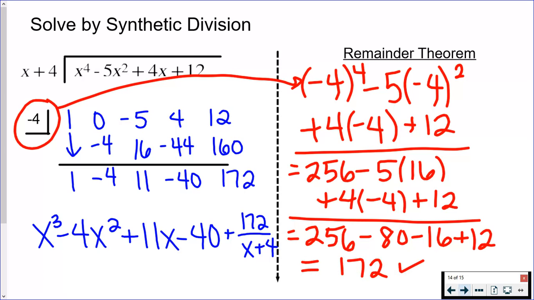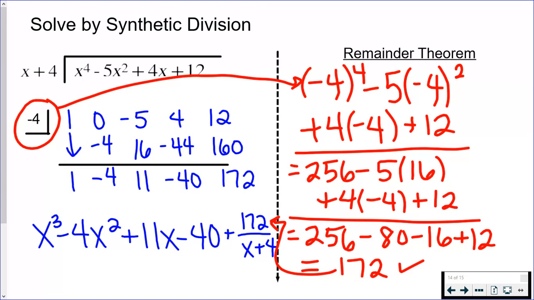The result is 172. And that number matches the remainder you get when you do synthetic division. So the remainder theorem is useful if you are asked, is this binomial a factor of the given polynomial? You can just plug in that number and figure out your remainder, or you can just use synthetic division.